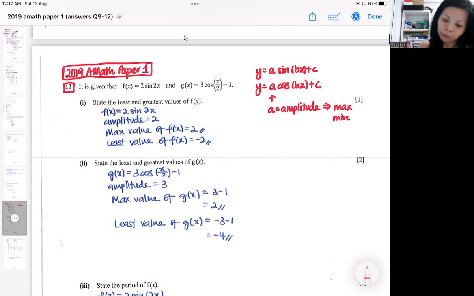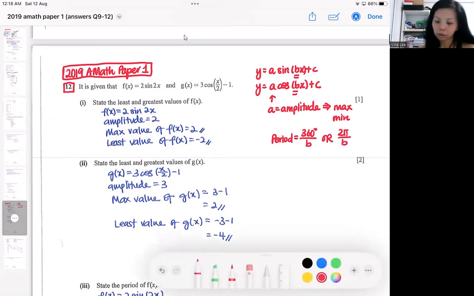Okay, and for B, the coefficient of X, it will be responsible for the period. So the period follows a standard formula, 360 divided by B, or if it's in radian, then it will be 2 pi divided by B.